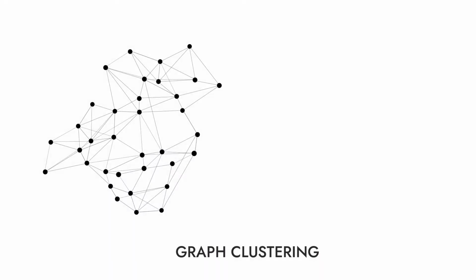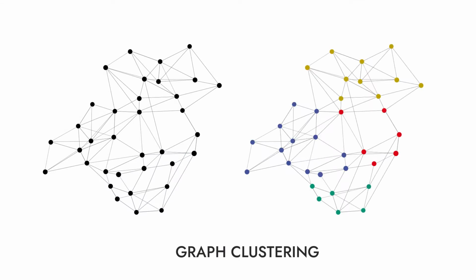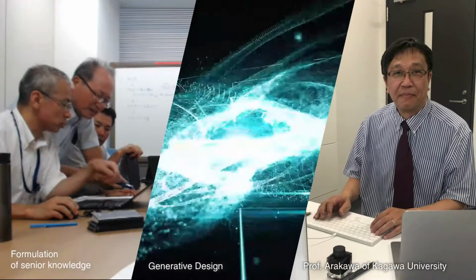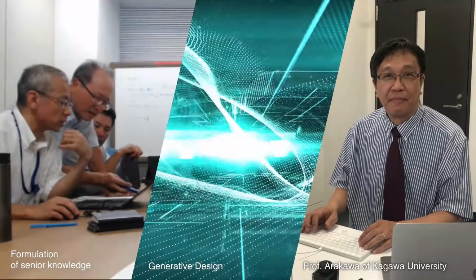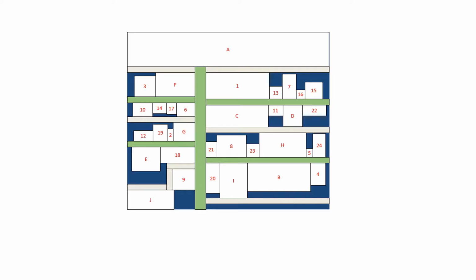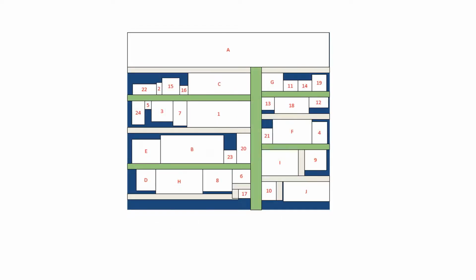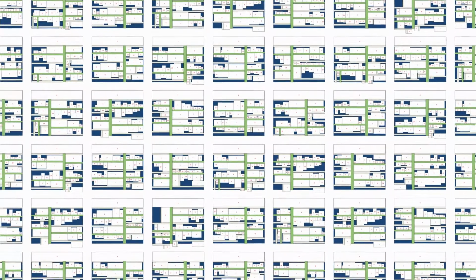First, analyzing relations between equipment from the process flow diagram, in the graph clustering methodology, groups of equipment combinations will be defined. Then, using the formulation of senior knowledge, genetic algorithms instructed by Professor Arakawa of Kagawa University, and generative design, a huge amount of layout plans can be designed automatically.